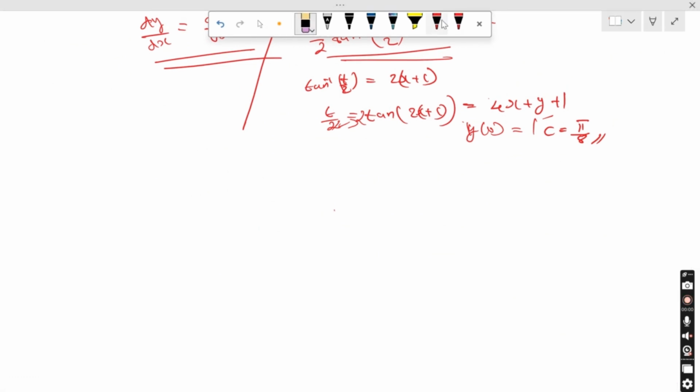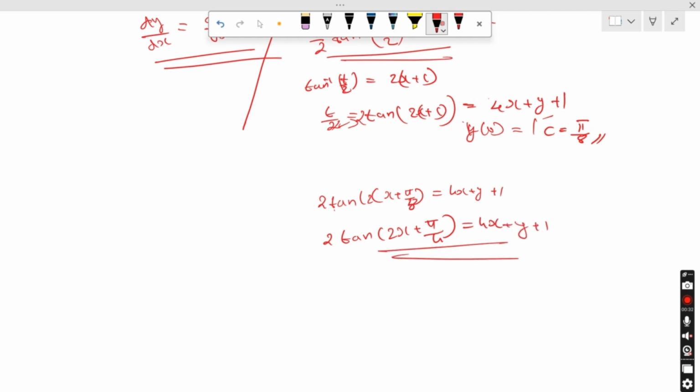Now we have to substitute this c in our general equation. So our equation will be 2 tan of (2x plus pi by 8) equal to 4x plus y plus 1. We can distribute this 2 into the bracket, so 2 tan of (2x plus pi by 4) is equal to 4x plus y plus 1. Okay, so this is our solution for the differential equation.